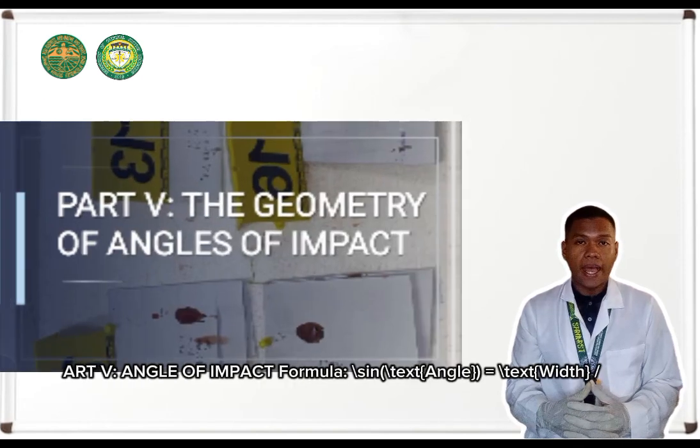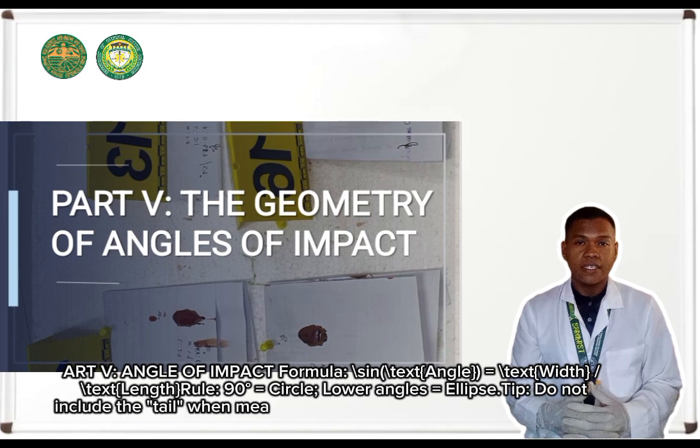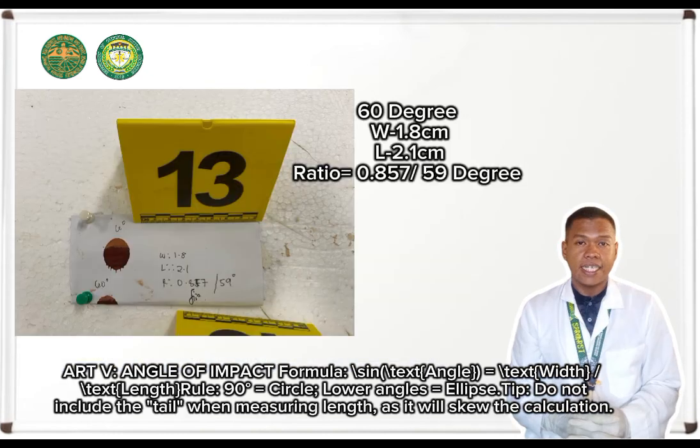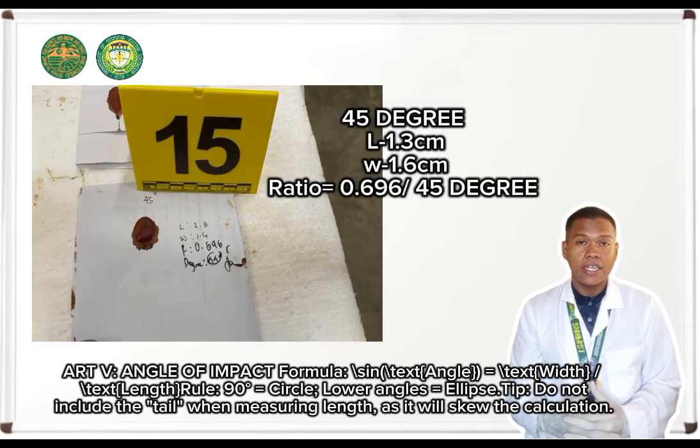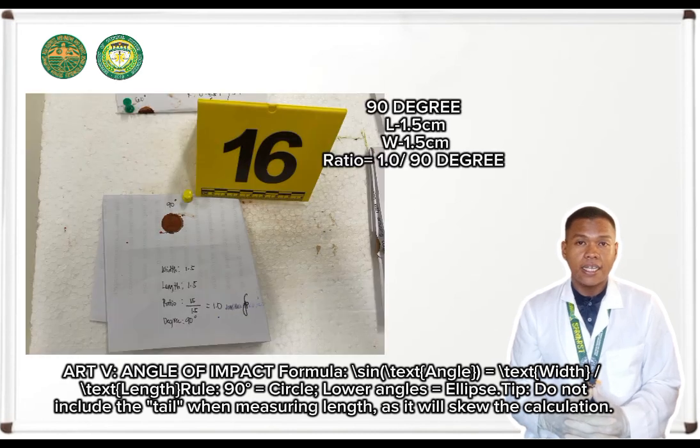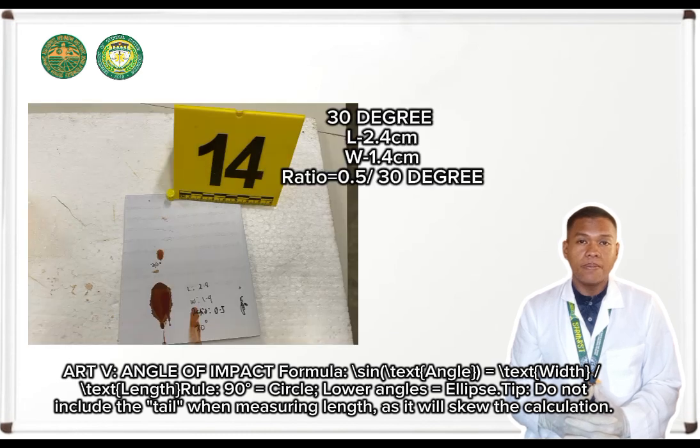Angle of impact. Formula: sine of the angle equals width over length. Rule: a 90-degree impact makes a circle; a lower angle makes an ellipse. Reminder tip: do not include the tail when measuring length, as it will skew the calculation.